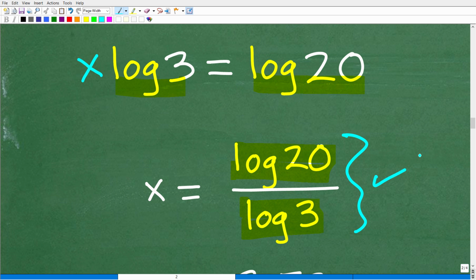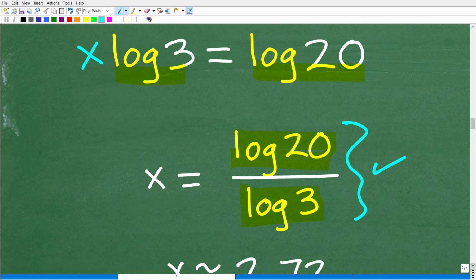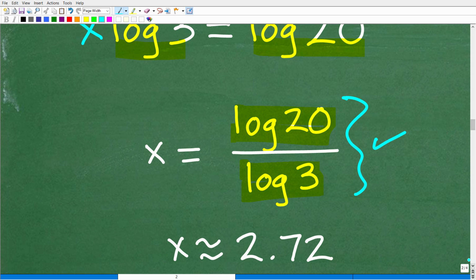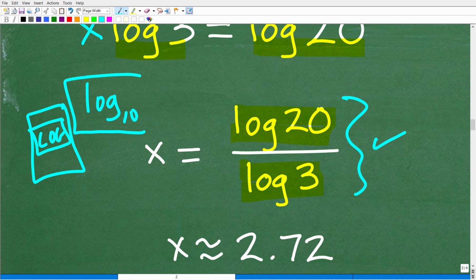Okay, most teachers would be happy with this, but we want to actually calculate this. So back to what I said in the introduction to this video: you're going to need a calculator. In your calculator, you're obviously going to use the LOG button. That's log base 10, which we call the common log.